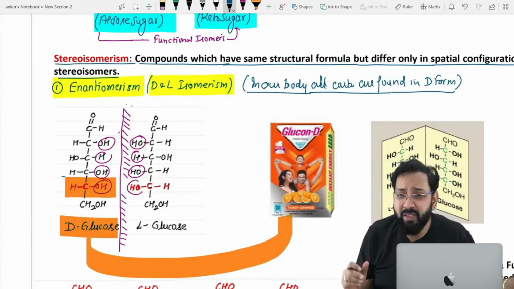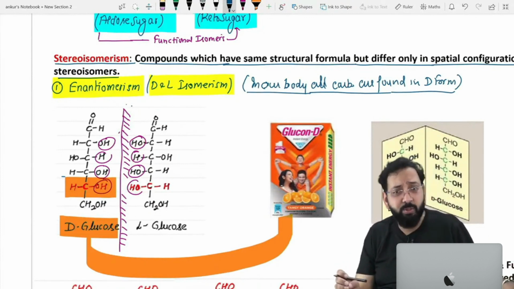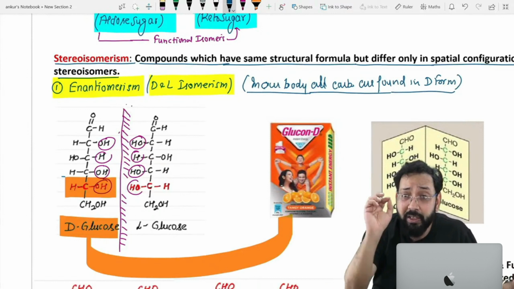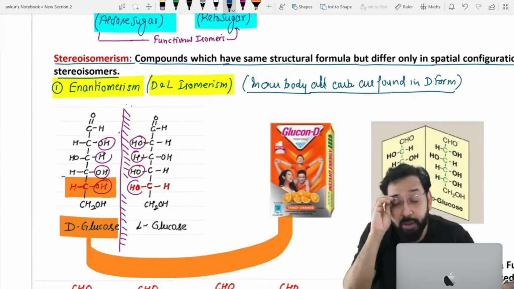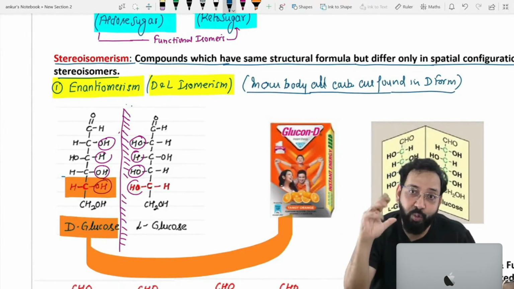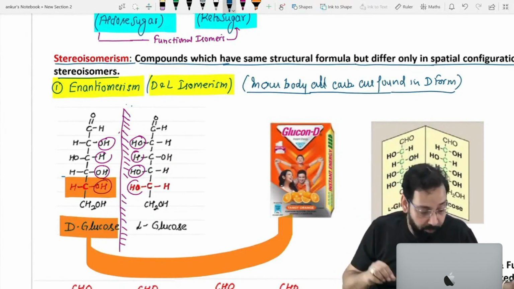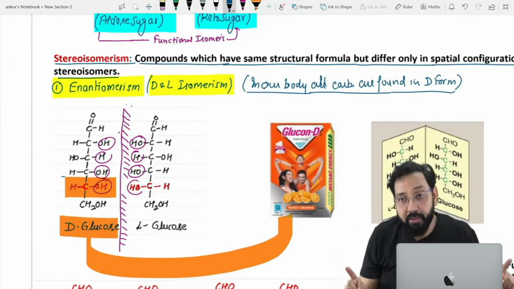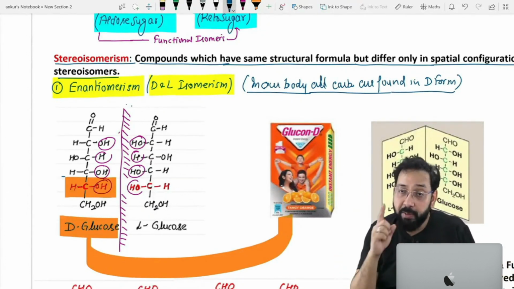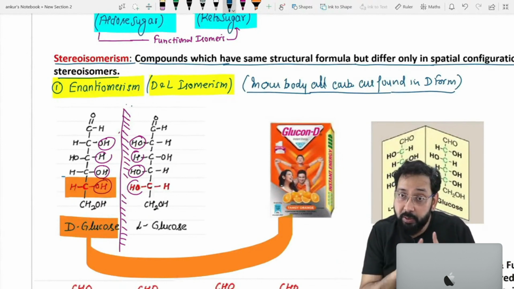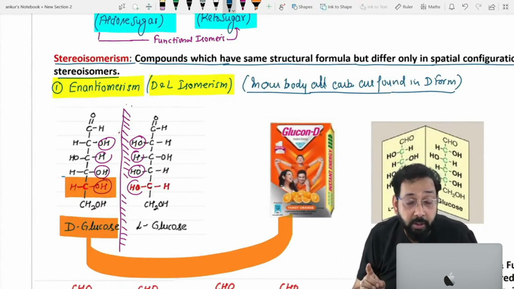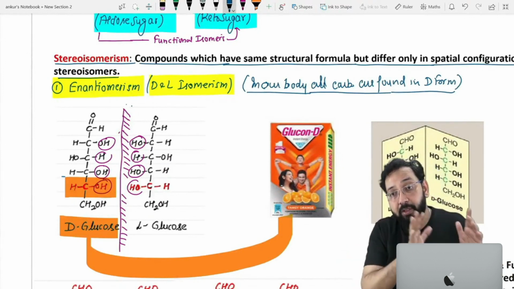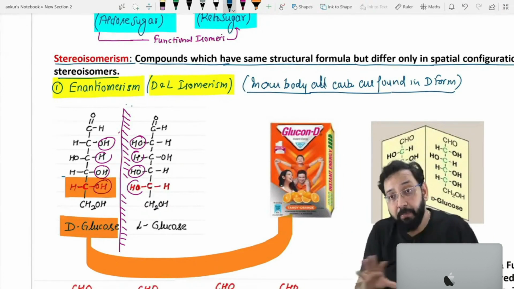So why are we so concerned? Why are they asking the question again and again? If I give you a molecule of D glucose, it will be absorbed, metabolized, and will give you 32 ATPs. If I give you capital L glucose, it is not metabolized. Means the slight change in the orientation changes the complete property.